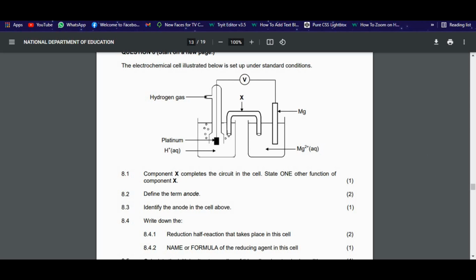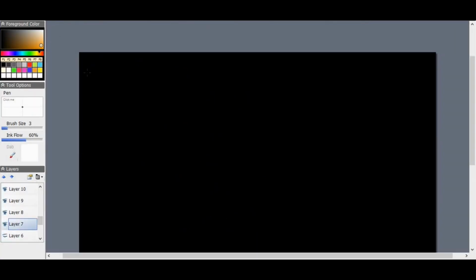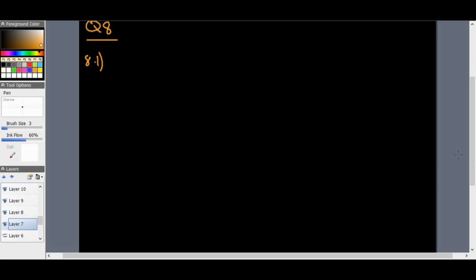So, another function of component X for question 8. Anybody? I actually meant to ask that as a question, I realized I didn't. Besides completing the circuit? It ensures electrical neutrality in the cell.